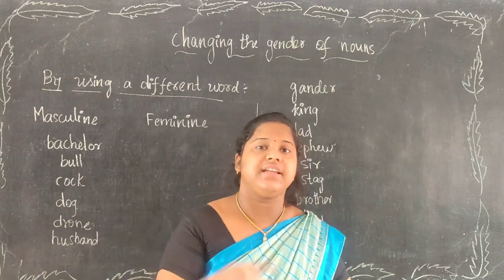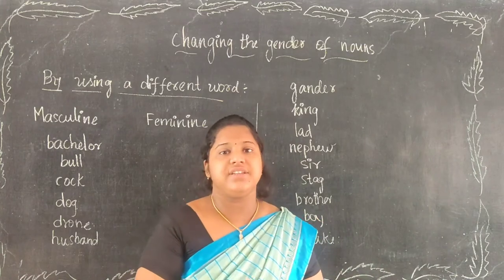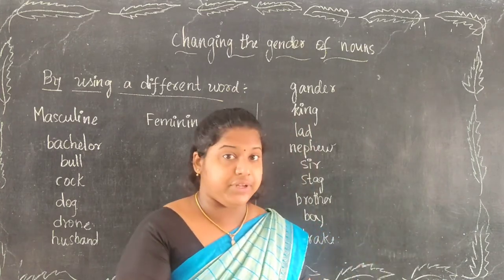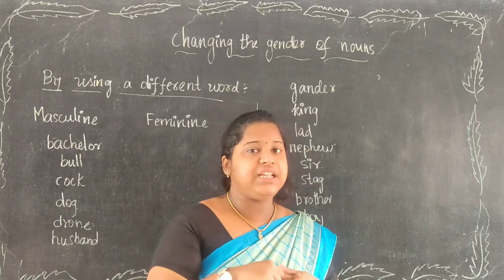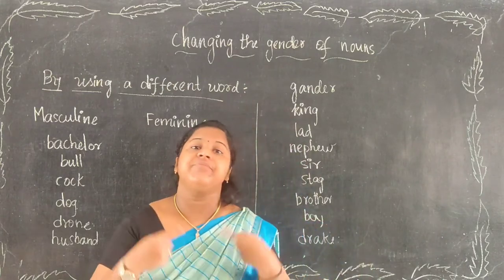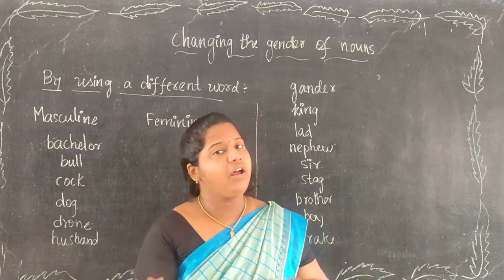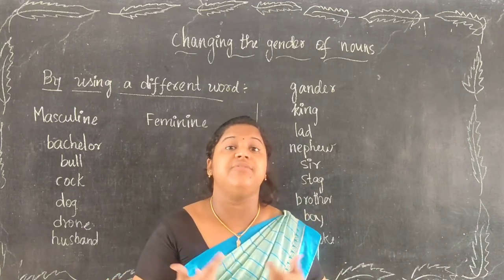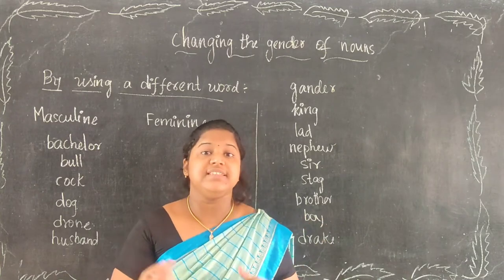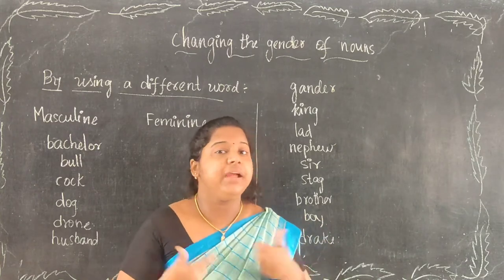And what is feminine gender? It is totally opposite to the masculine gender. All the human females and female animals belong to the feminine gender. And then what is common gender? It can be either male or female, so it comes under the common gender. For example, friend, students, we can say it can be either a male or a female.